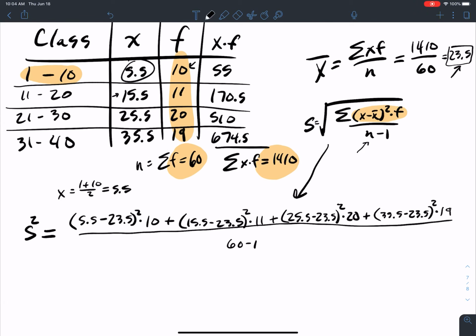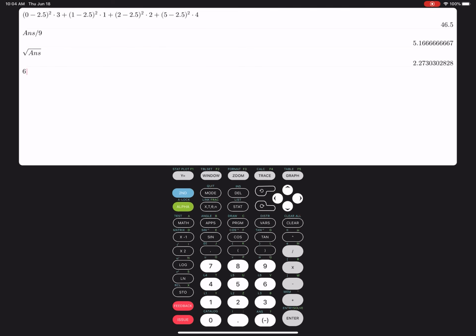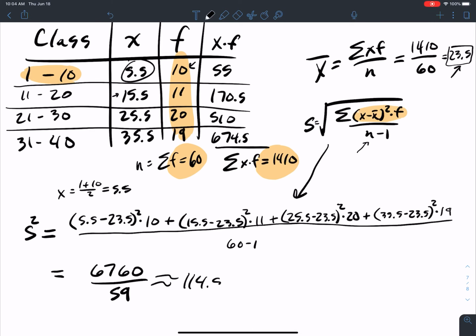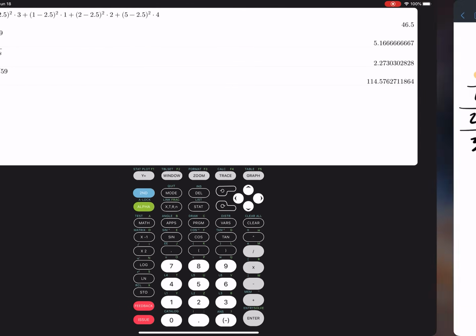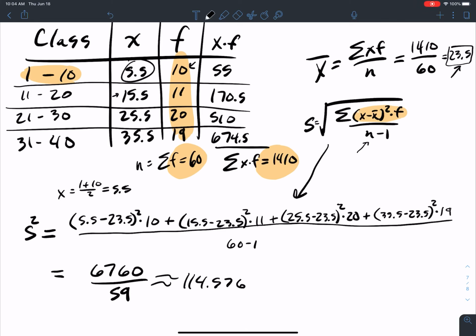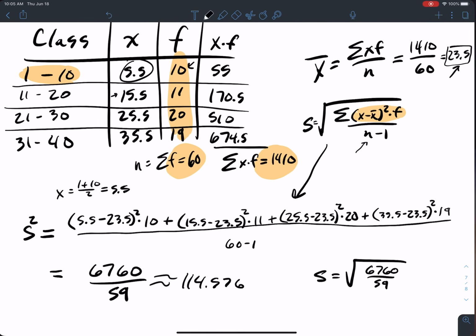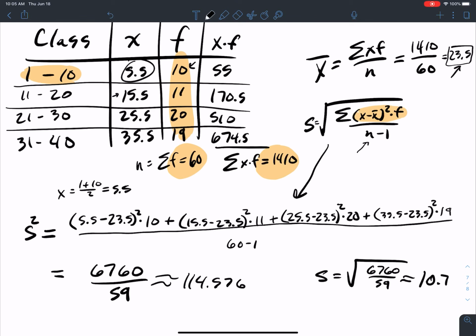Okay. So when I do that, the numerator I get is 6760. Denominator is 59. Okay. So 6760 divided by 59 gets me 114.57. And so that's s squared. So s is equal to the square root of 6760 over 59. And if I do that in my calculator, I get 10.7. So this is about 10.7.